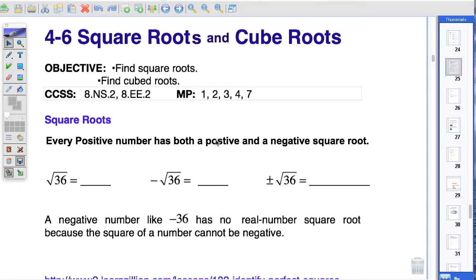4-6, square roots and cube roots. The objective is to find square roots and to find cube roots. The Common Core state standards are listed in the mathematical practices. The first thing that we're going to do is go over square roots.